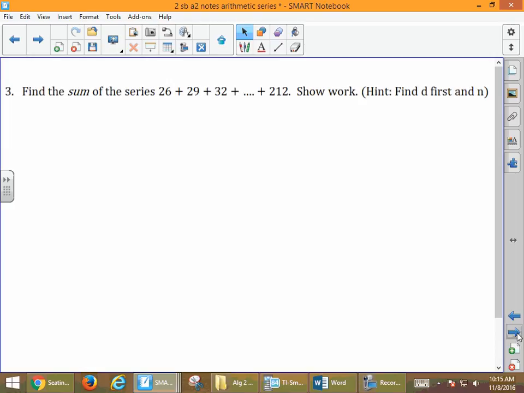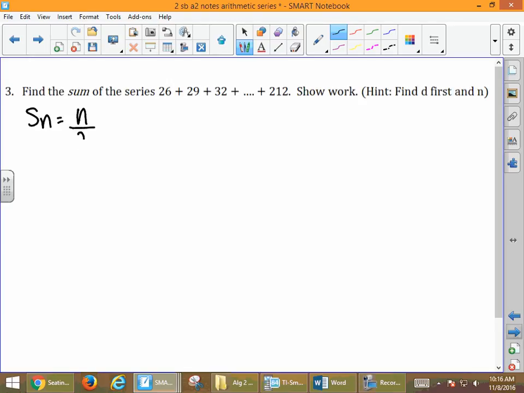So let's look at our next one here. Again, a series. It's a list of numbers that are added together. 26 plus 29 plus 32, all the way up to 212. We want to find the sum of this series. And so off to the left here, let's write down our formula for sum, which is n divided by 2 times a1 plus an.